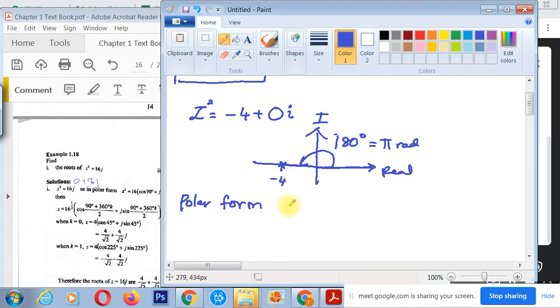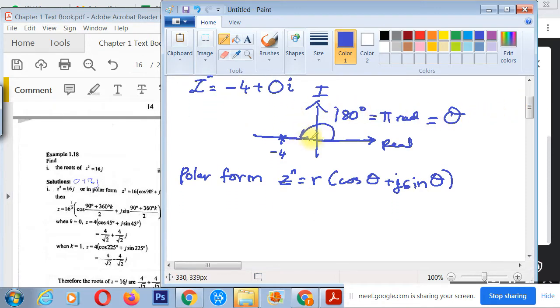For polar form, we need r, okay? z^n equals to r times cos theta plus j sin theta. We need it in this form. So theta here, we already got, is 180 degree. So what is r? r is the radius, which is the distance between this point and this point.